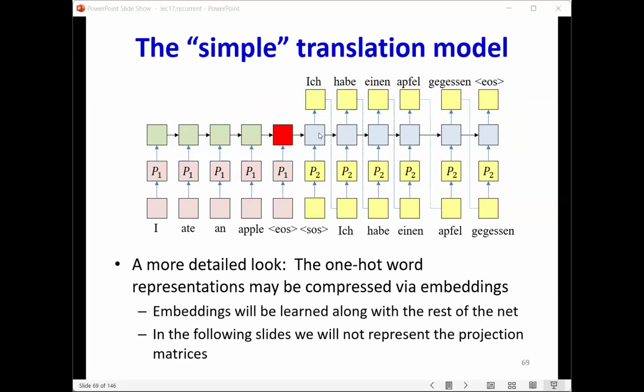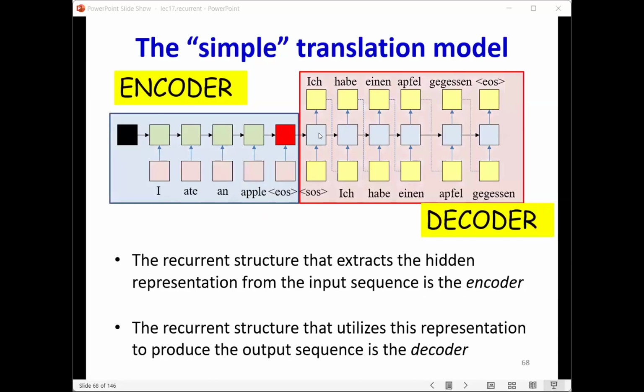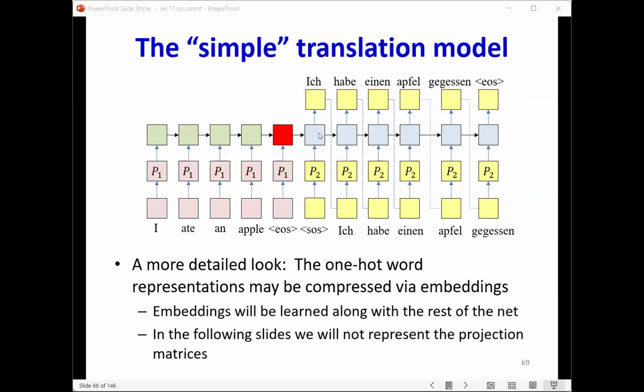Now, let's take a slightly more detailed look at how this is done. Firstly, words, or tokens, are going to be represented as one-hot representations, but they will be compressed to embeddings through a standard projection approach that we saw. And these embedding matrices could be pre-learned, or often they're just learned as part of the model itself. In the rest of my lecture, I'm not going to show these P's.